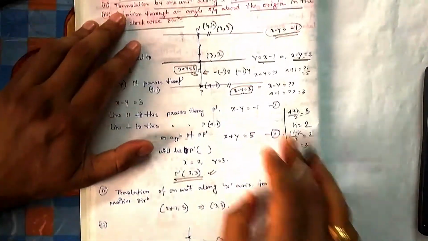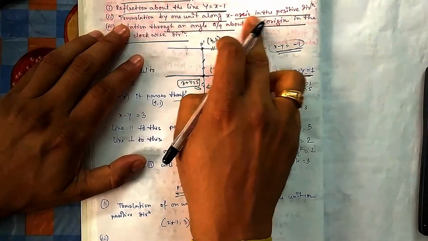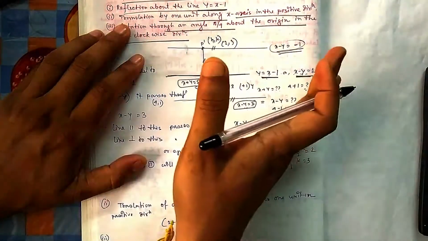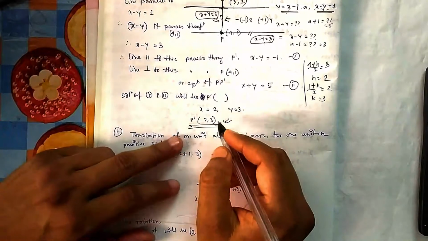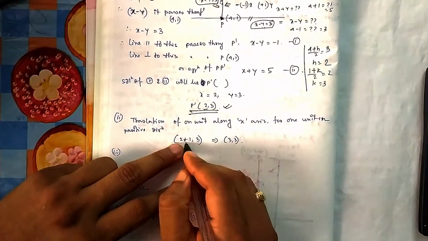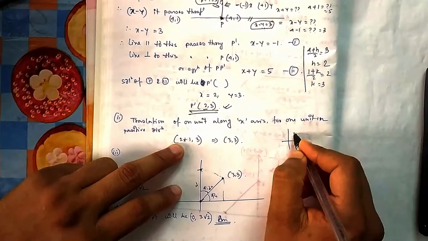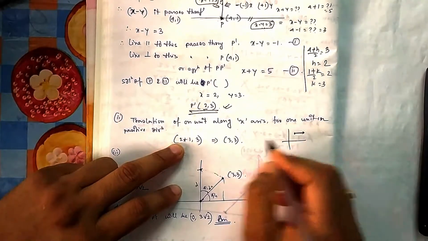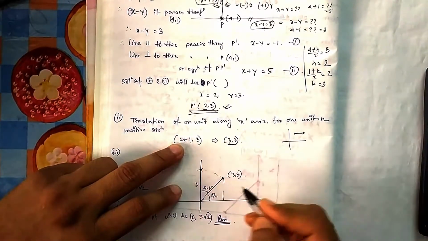The second step is translation by 1 unit, moving in the x-axis in the positive direction. So you want to move 1 unit in the positive direction, so your x coordinate will increase. Suppose this is the point (2, 3). You want to move in this direction, so the x coordinate will increase. So 2 plus 1 is 3, so it is (3, 3).